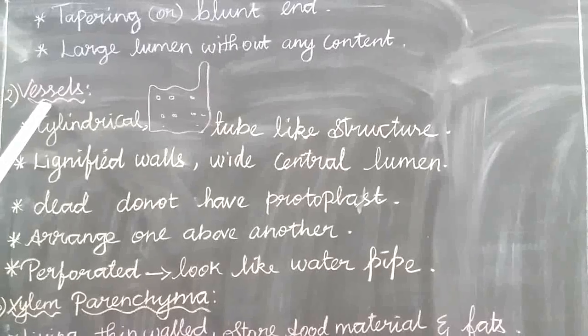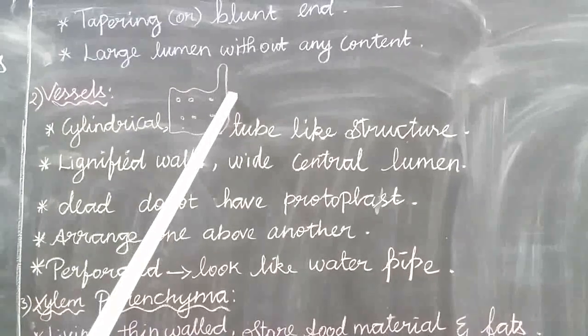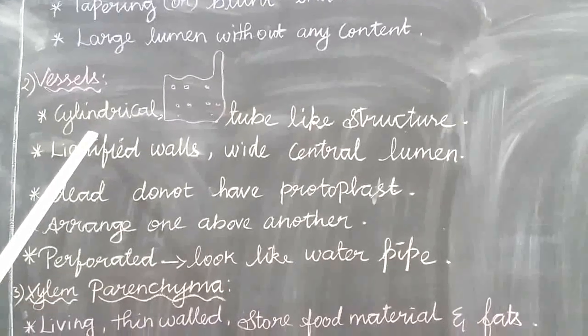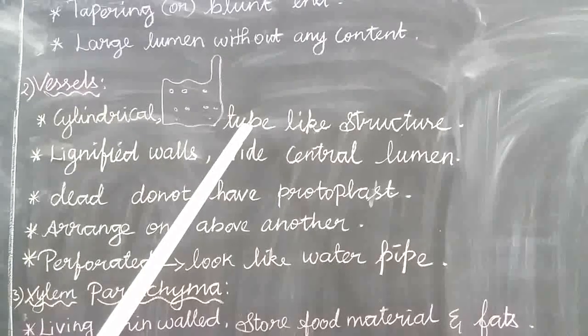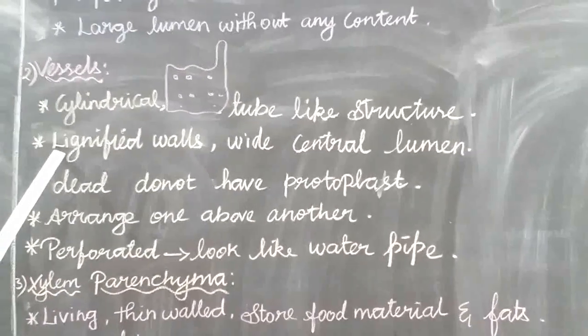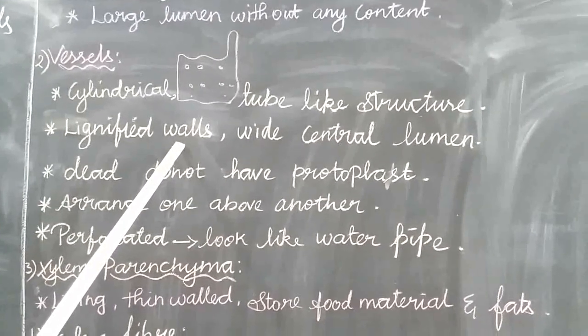Next, what is the element? Vessels. This is a vessel. A vessel looks broad, or it may be cylindrical, a tube-like structure. This also has lignified walls. The lignin is present on the cell wall.